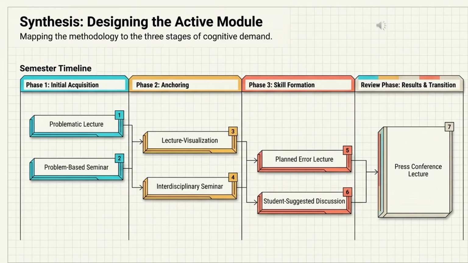The synthesis diagram on page 10 maps active methods onto a semester timeline. The sequence begins with phase 1, initial acquisition, which includes the problematic lecture and the problem-based seminar. It then proceeds to phase 2, anchoring, where lecture visualization and the interdisciplinary seminar strengthen and systematize knowledge. After that comes phase 3, skill formation, represented by the planned error lecture and the student-suggested discussion. Finally, the review phase culminates in the press conference lecture, which integrates results and provides transition.